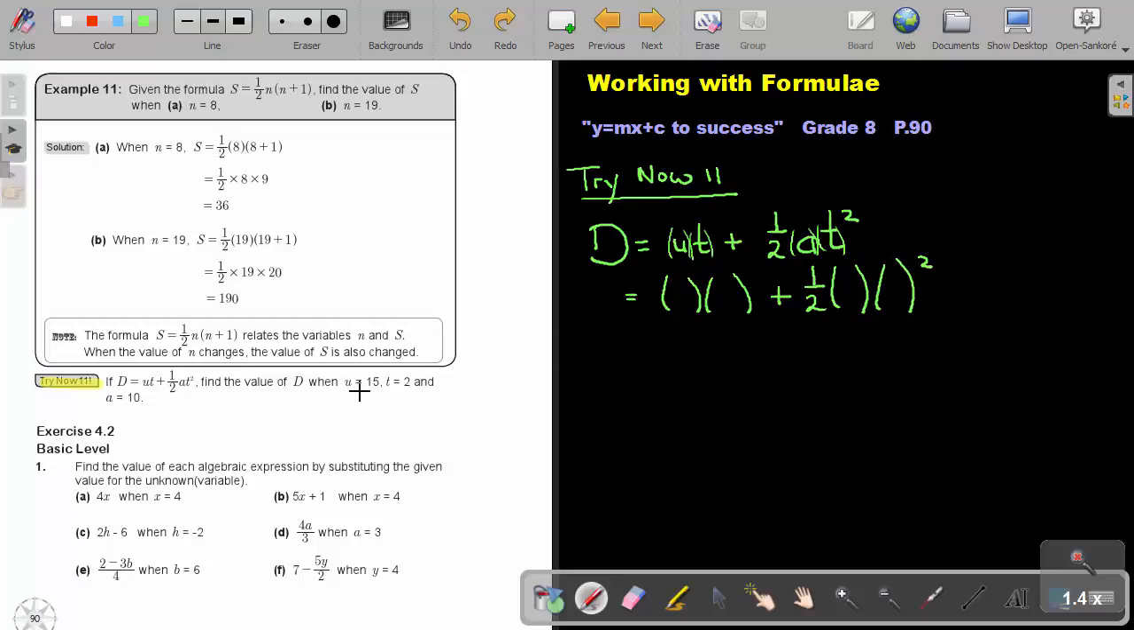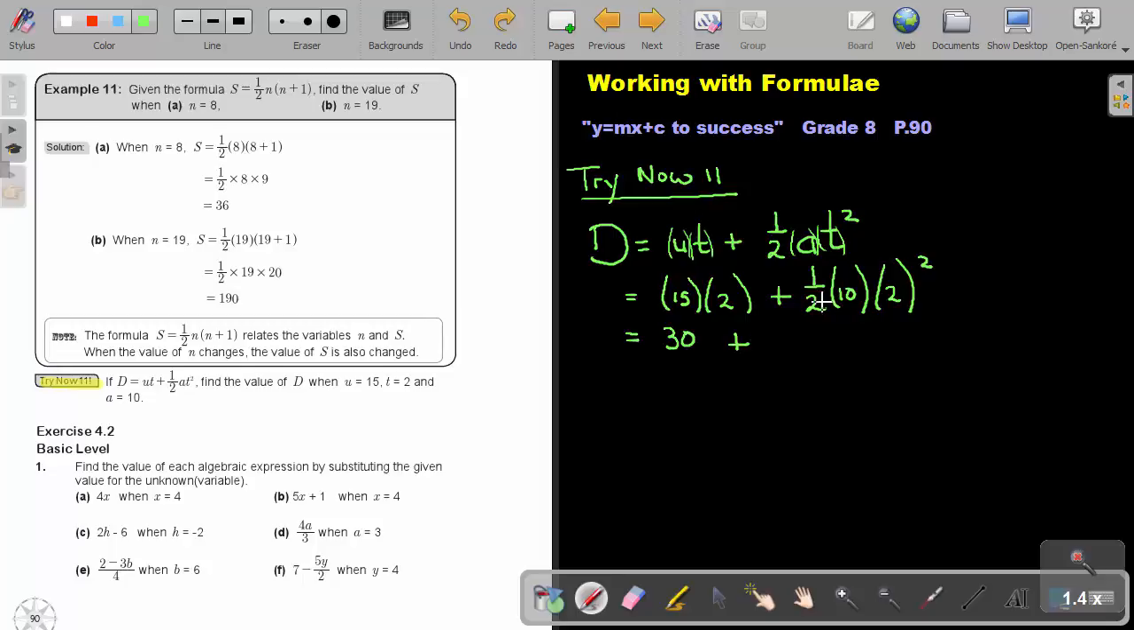Okay, and now substitute. In the place of u, I'm going to put a 15. In the place of t, 2. In the place of a, 10. And in the place of t, 2. And then I'm going to do 15 times 2, it's 30.